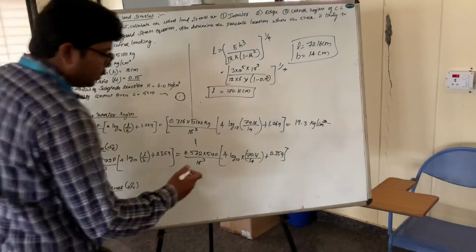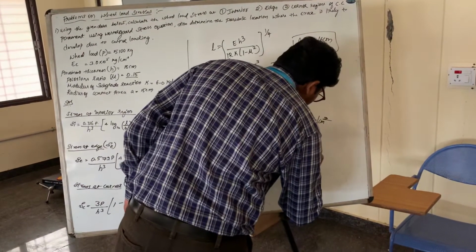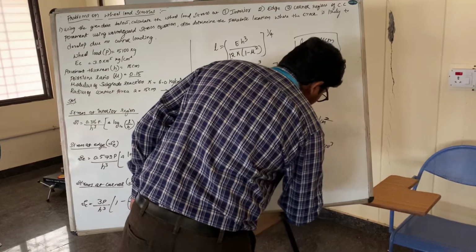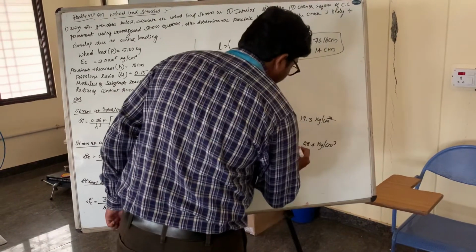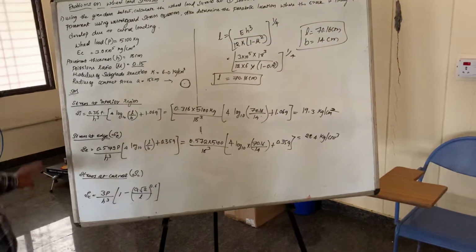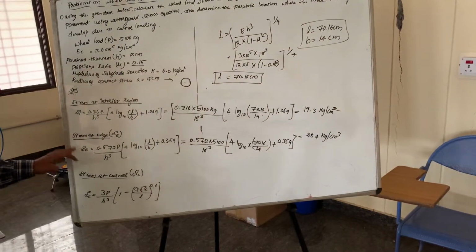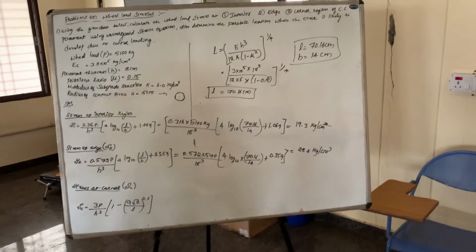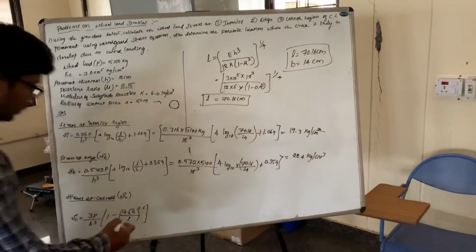So here the value will be 28.4 kg per centimeter cube. Stress at the edge condition will be 28.4 kg per centimeter cube. So now at the corner condition.